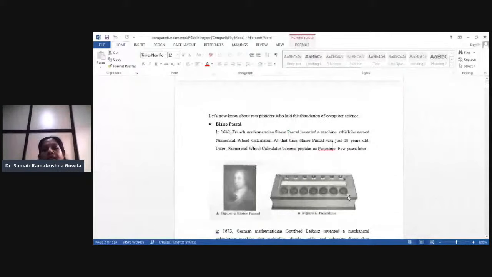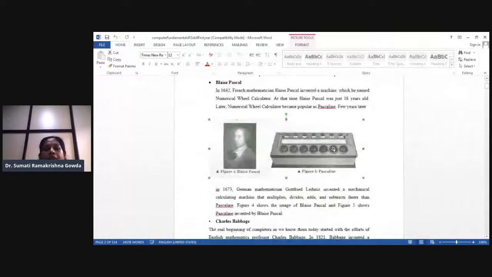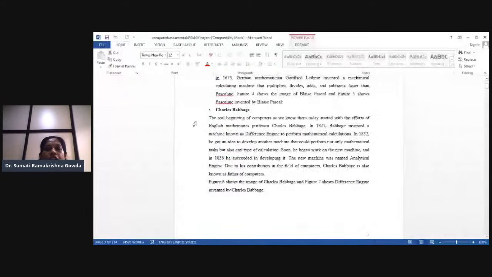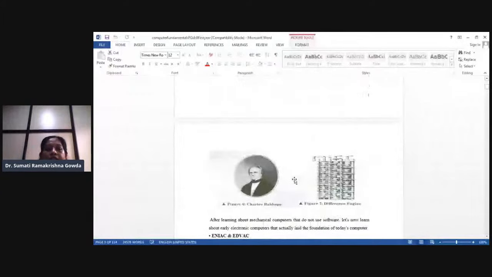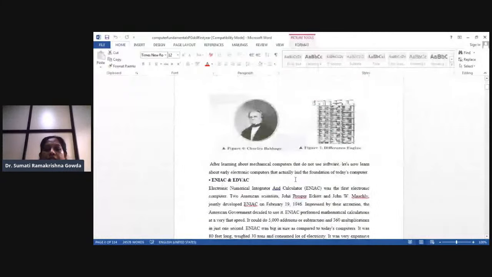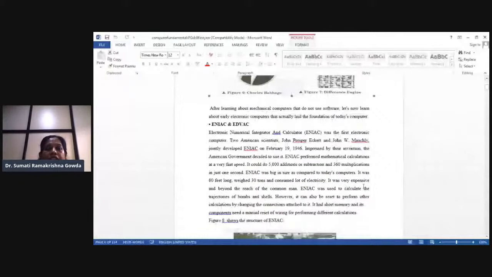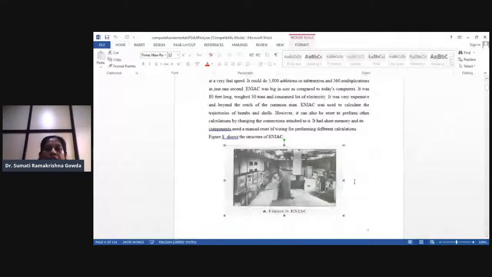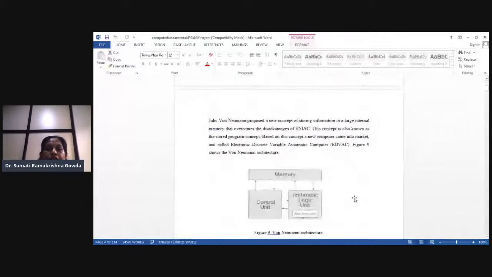Then Blaise Pascal. This is the Pascaline machine designed by Blaise Pascal. You can see the scientist. Then Charles Babbage, who is also called the father of computers. This is the machine he designed, the difference engine. Then ENIAC and EDVAC, the first electronic computers. You can see ENIAC, such a big one, which occupied more than 80 feet.